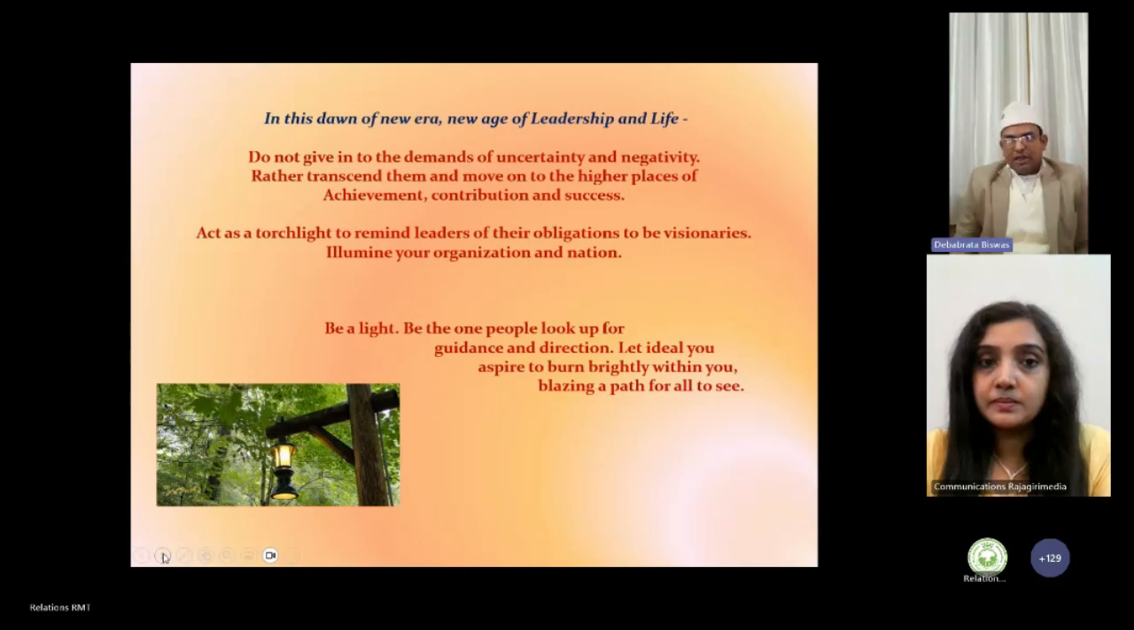Be a light. It is for the teachers. Be a light. Be the one people look up to for guidance and direction. One, my senior principal, she was my leader, Mrs. Manju Gupta, national awardee from Rashtrapati, principal of Kothari International School.